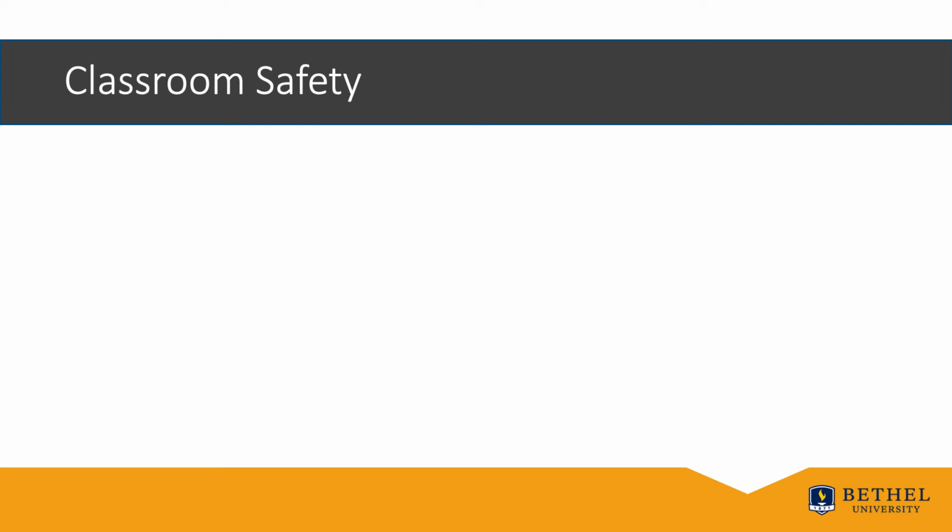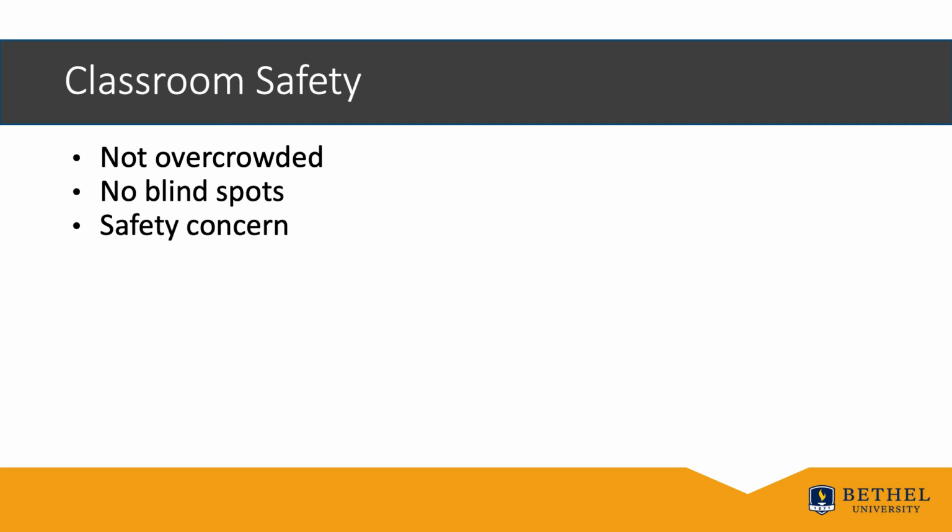Classroom safety. Some things to consider. Let's make sure that it's not overcrowded. Make sure there's no blind spot in the lab so that you can observe and see everybody in the lab. Make sure there are safety concerns that are addressed and that you've informed students on those safety concerns, and make sure that you have had students complete a safety contract. Always go back to what it says in that safety contract when doing a lab and have reminders for students.